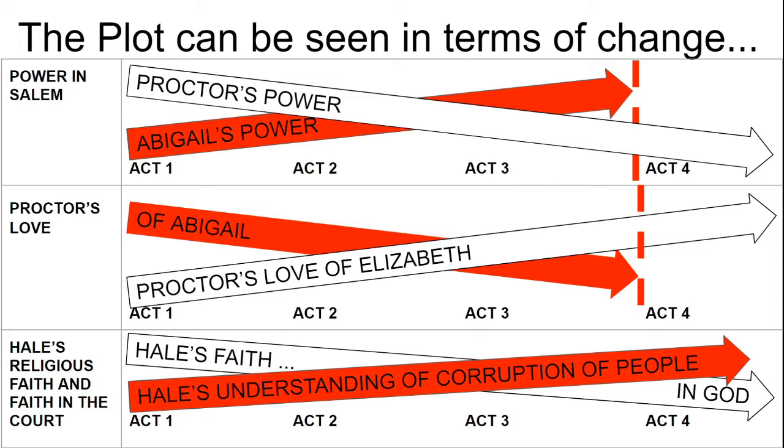You can look at it in terms of Proctor's love. As Proctor loses his love of Abigail, which obviously comes to an end in Act 3 when she runs away, he gains his love of Elizabeth. And then you can look at it in terms of Hale's religious faith and his faith in the court. As Hale loses faith in God and by extension the court and the Puritan meeting house, he gains an understanding of the corruption and the evil that people are capable of. And you can see how the one leads to the other.